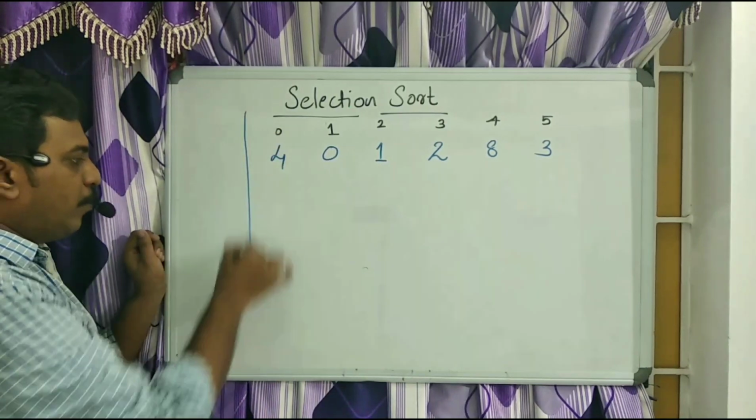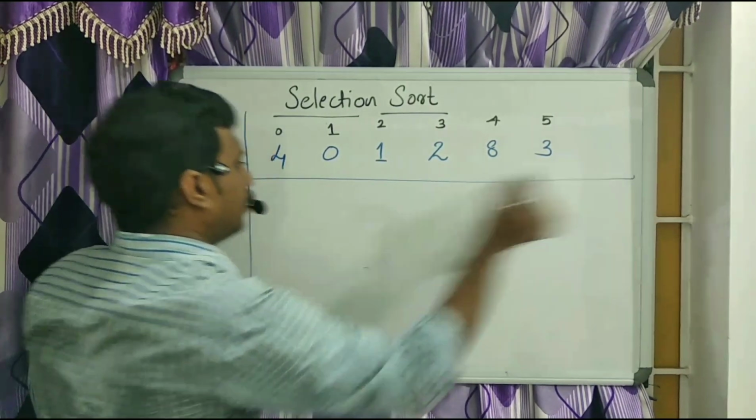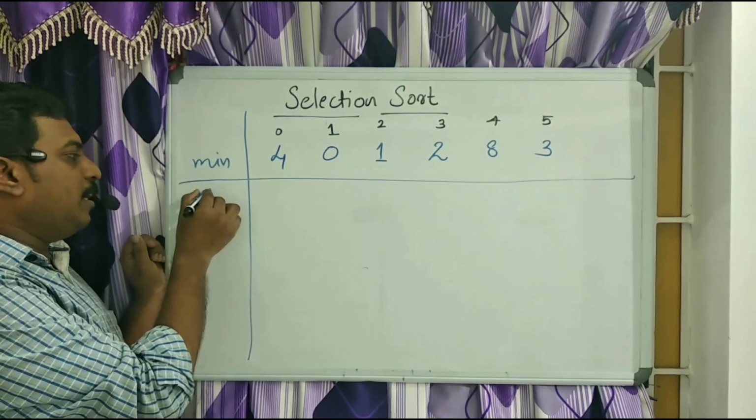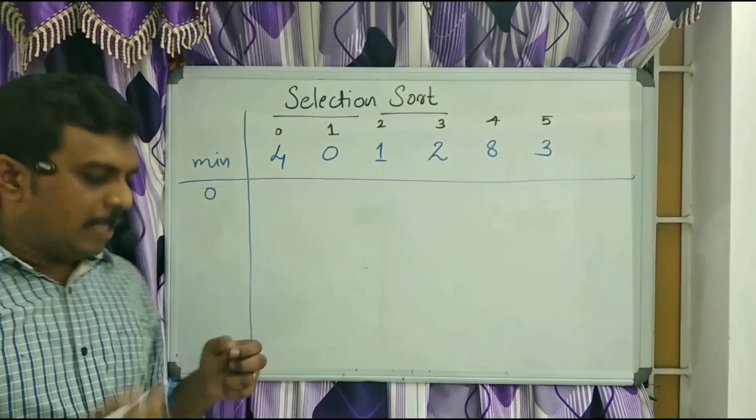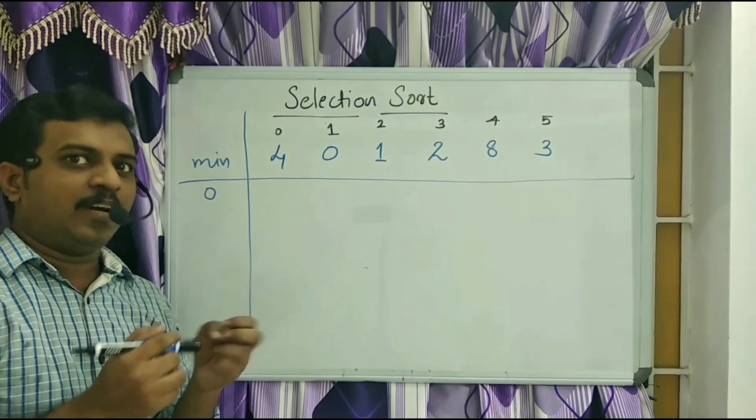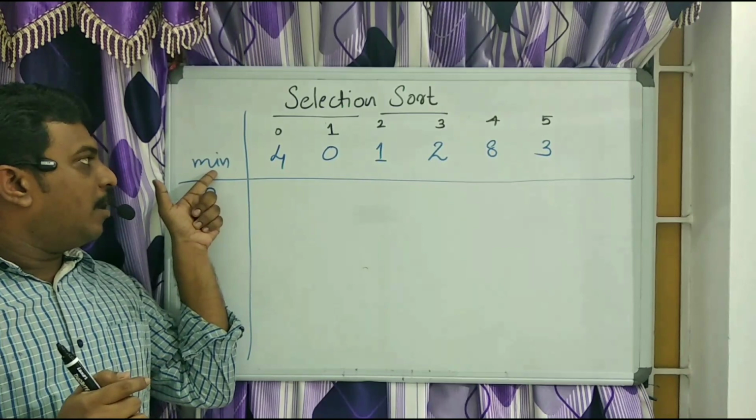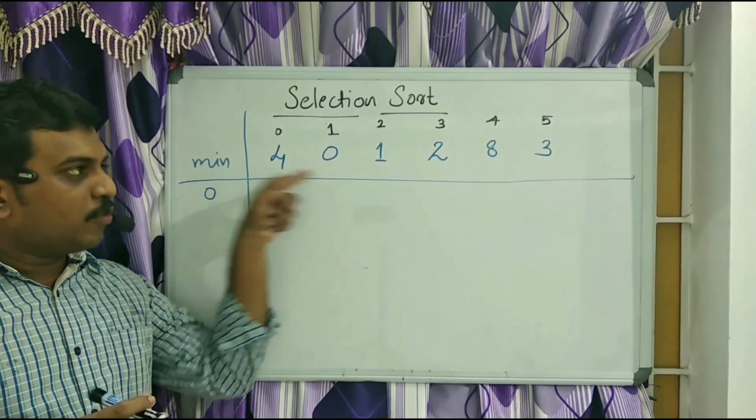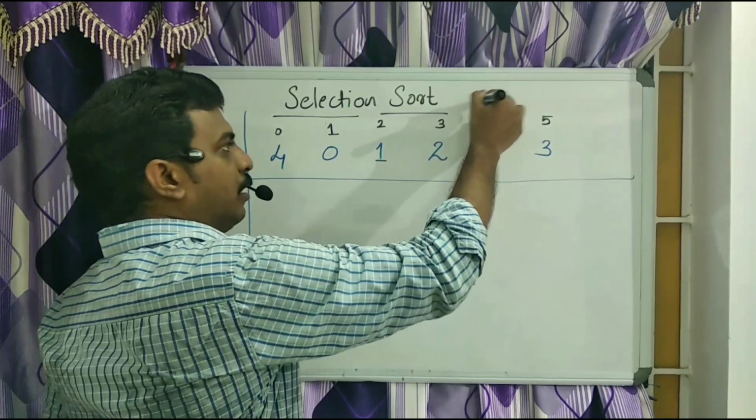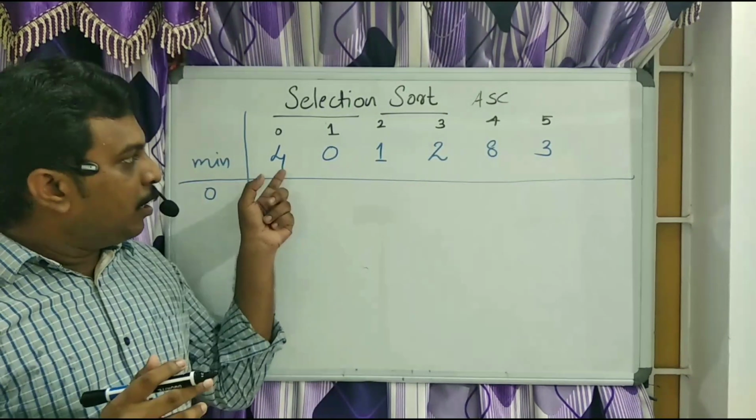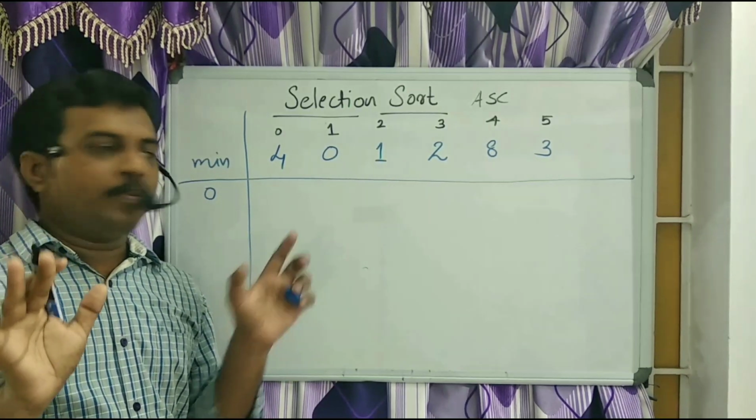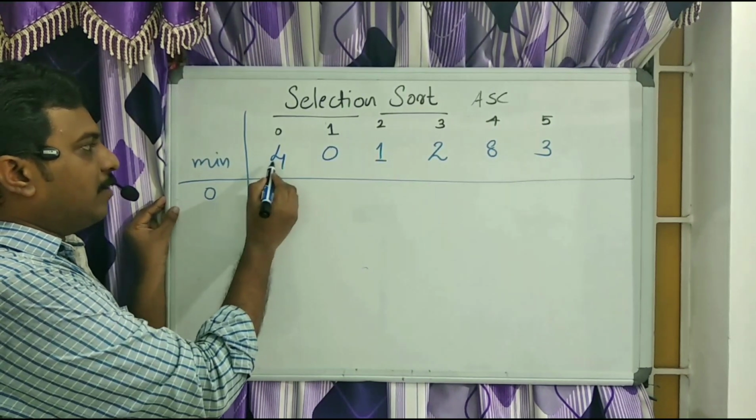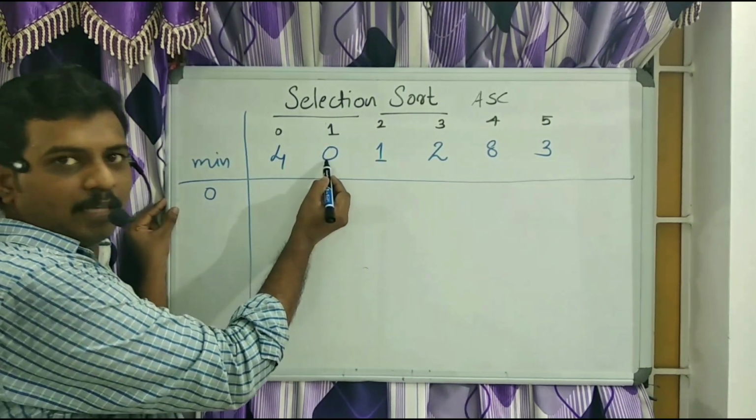Then I am taking one more variable called min, and in that variable I am storing the index of the first number. Then I will explain the idea of selection sort. Selection sort sorts the numbers in ascending order. If I am sorting in ascending order, the smallest number should always appear in the list first. So the basic idea is that I will compare this 4 with the second number.